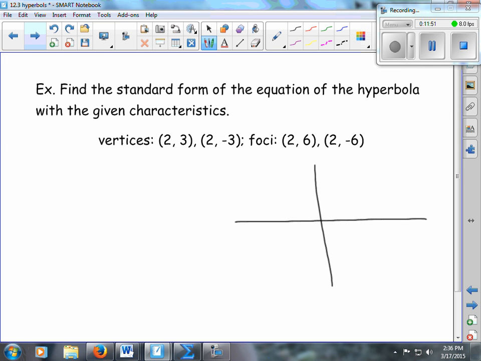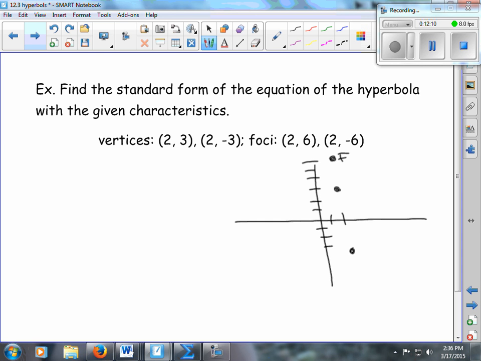So my vertices are 2, 3, and 2, negative 3. Oh, this one's opening up and down. And I can get that just by drawing a sketch of the vertices. And then the foci are 2, 6, and 2, negative 6.